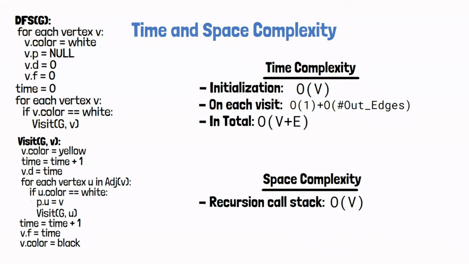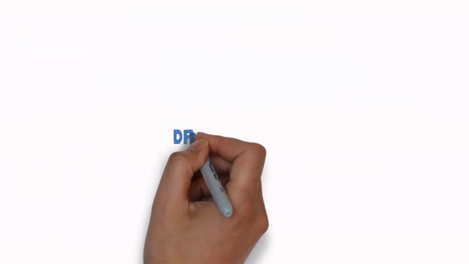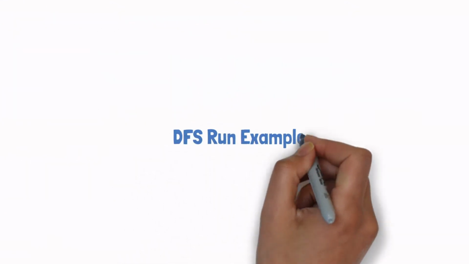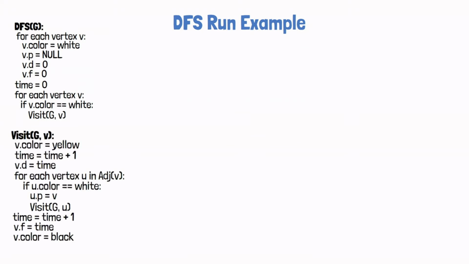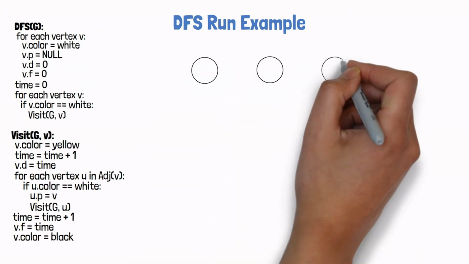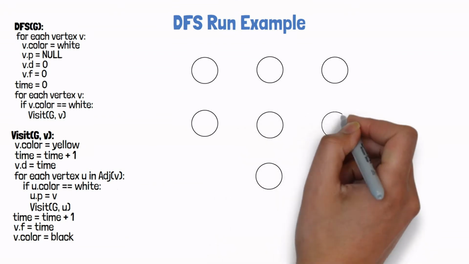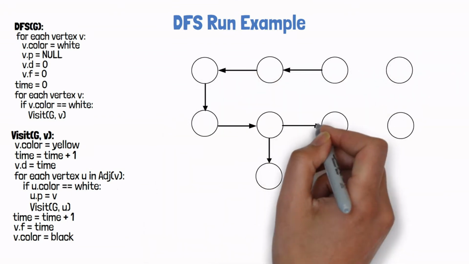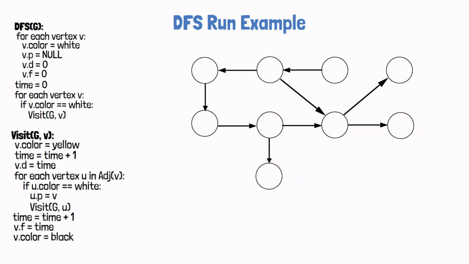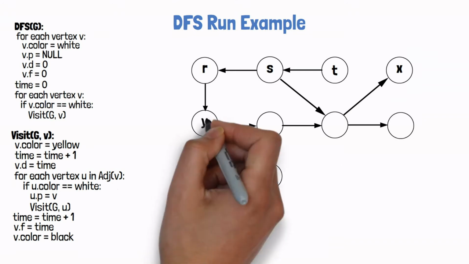Let's move on to see an extensive DFS run example to ensure the algorithm is understood. On the left we have the algorithm, and on the right we have a directed graph with 9 vertices we are going to use for this example. We name the vertices with letters arbitrarily.